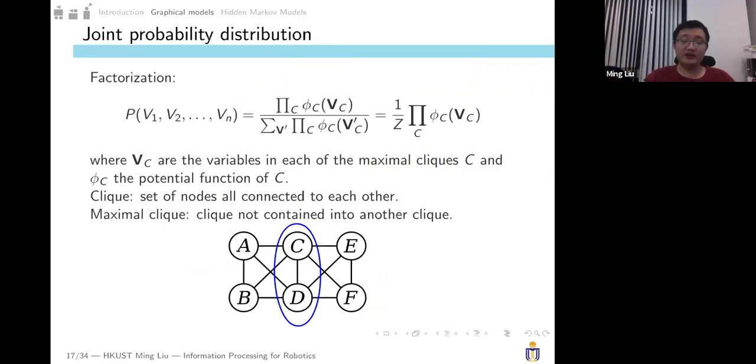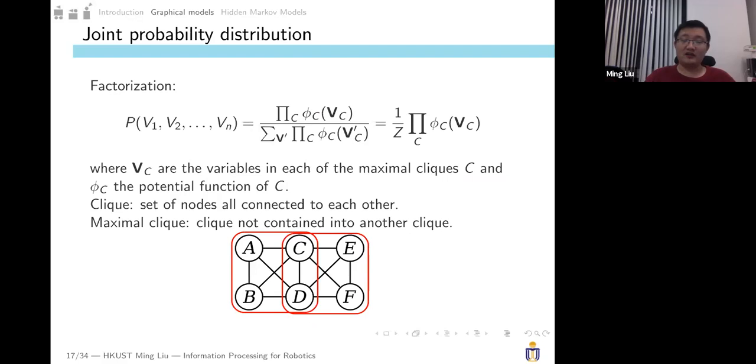ABC or CD, or it is ABCD or EF, right? So the maximal clique means a clique not contained in another clique. So in this case, the maximal cliques here will be ABCD and CDEF. These are the two maximal cliques.